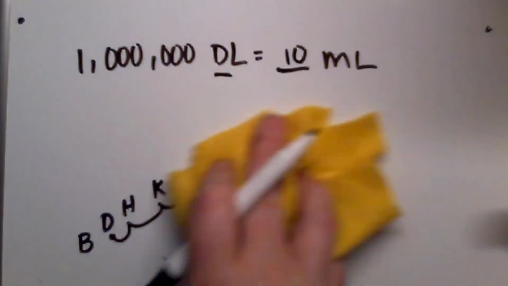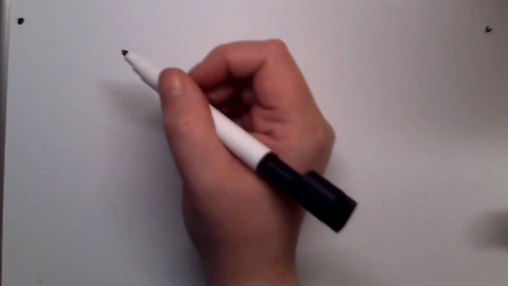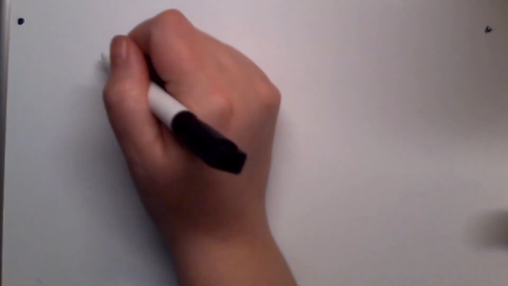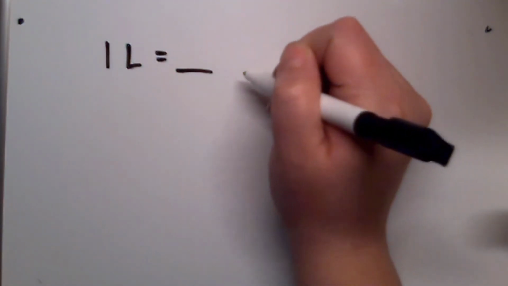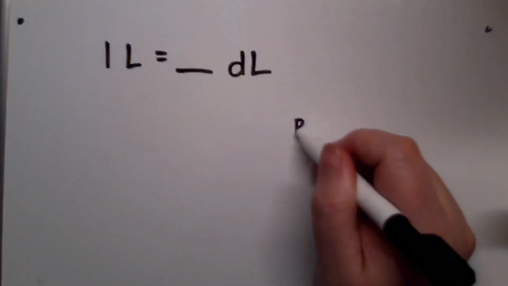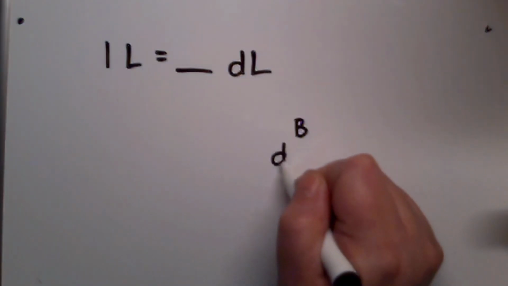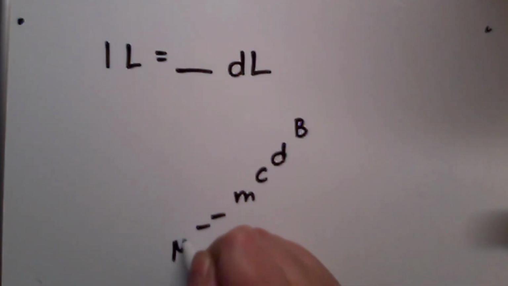Let's try converting down the staircase here. Actually, nope, we're converting down the staircase regardless. Okay, so now we're going to the bottom half of the staircase. We're going to start with 1 liter. We want to know how many deciliters that equals. So we're going to write my base. Remember, we go deci, centi, milli, 2 spots, micro, 2 spots, nano.